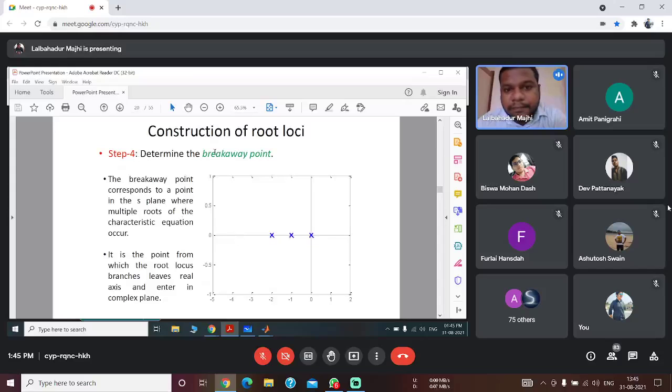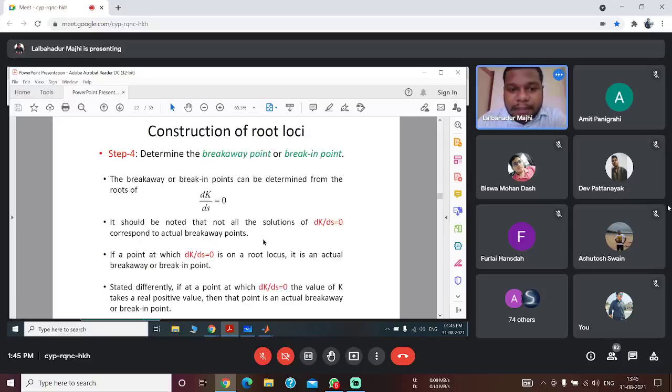So next is the breakaway point. The breakaway point exists between two consecutive poles. Similarly, the break-in point will be between two zeros. So how can we calculate the breakaway or break-in point?